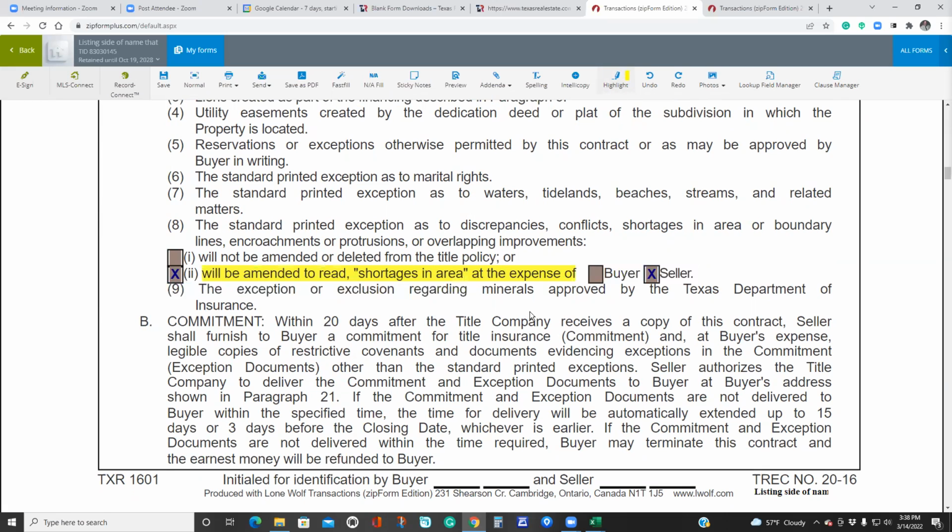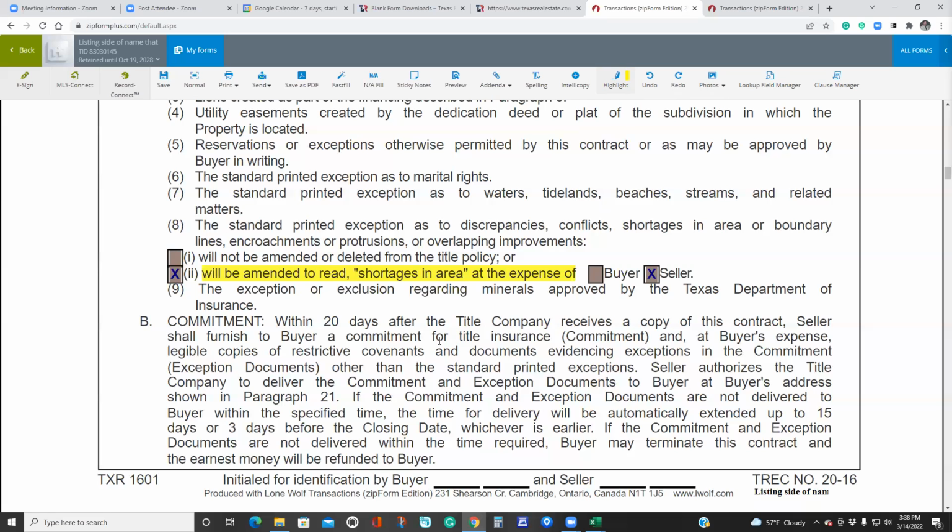To do shortages in the area, we're going to need a survey. An existing survey with a T47 works, or a new survey, but you're going to need a survey to be able to do this. And most buyers ask for a survey. Not all. I worked with investors that never did, but most of them do. Shortages in area is really important. In both of our Facebook groups, we have that information in there, and as to what that applies to.